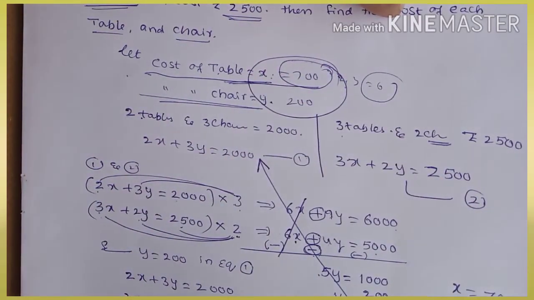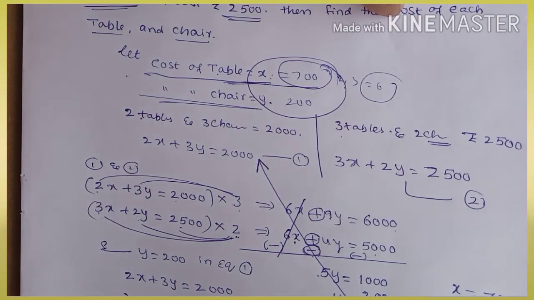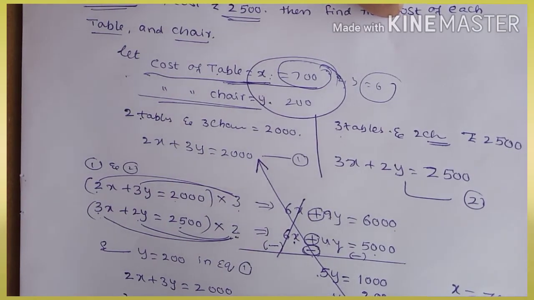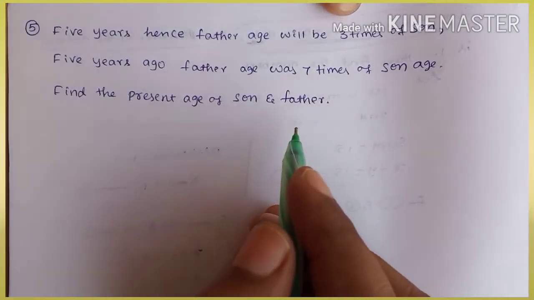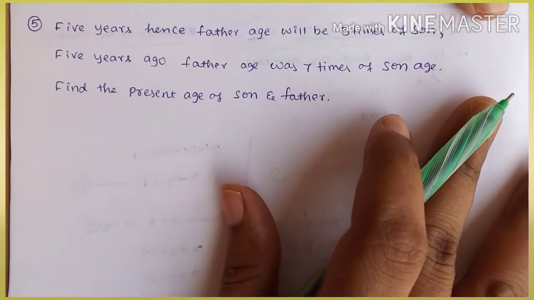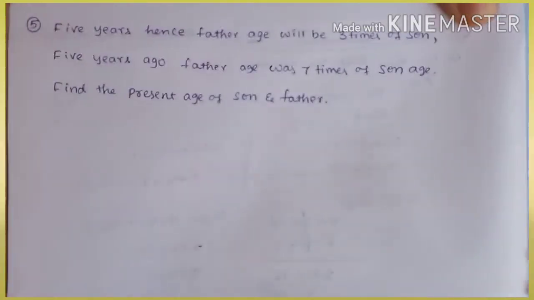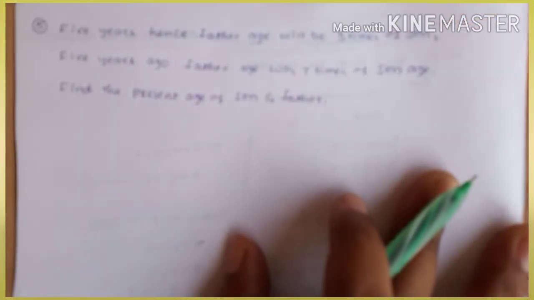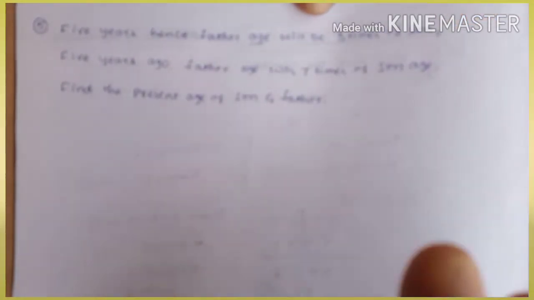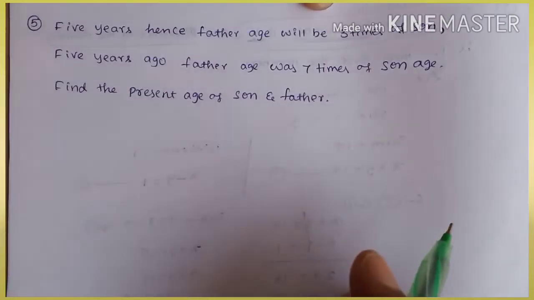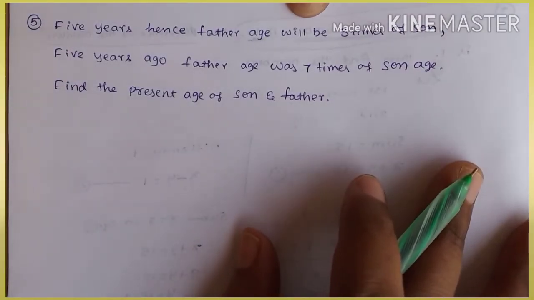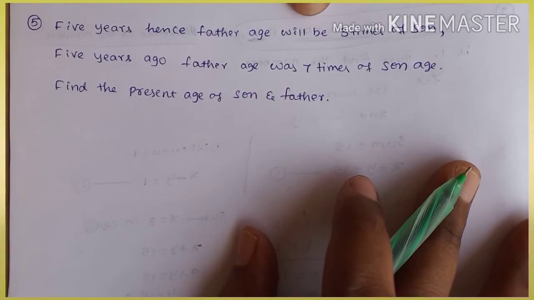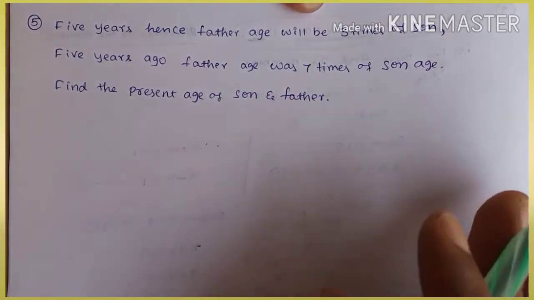So cost of table is equal to 700, cost of chair is equal to 200. Okay, next problem. Now see the problem. This is a very interesting problem based on ages. Please watch this, and you can explain it in an easy manner to your students also. I hope you will like and enjoy it.